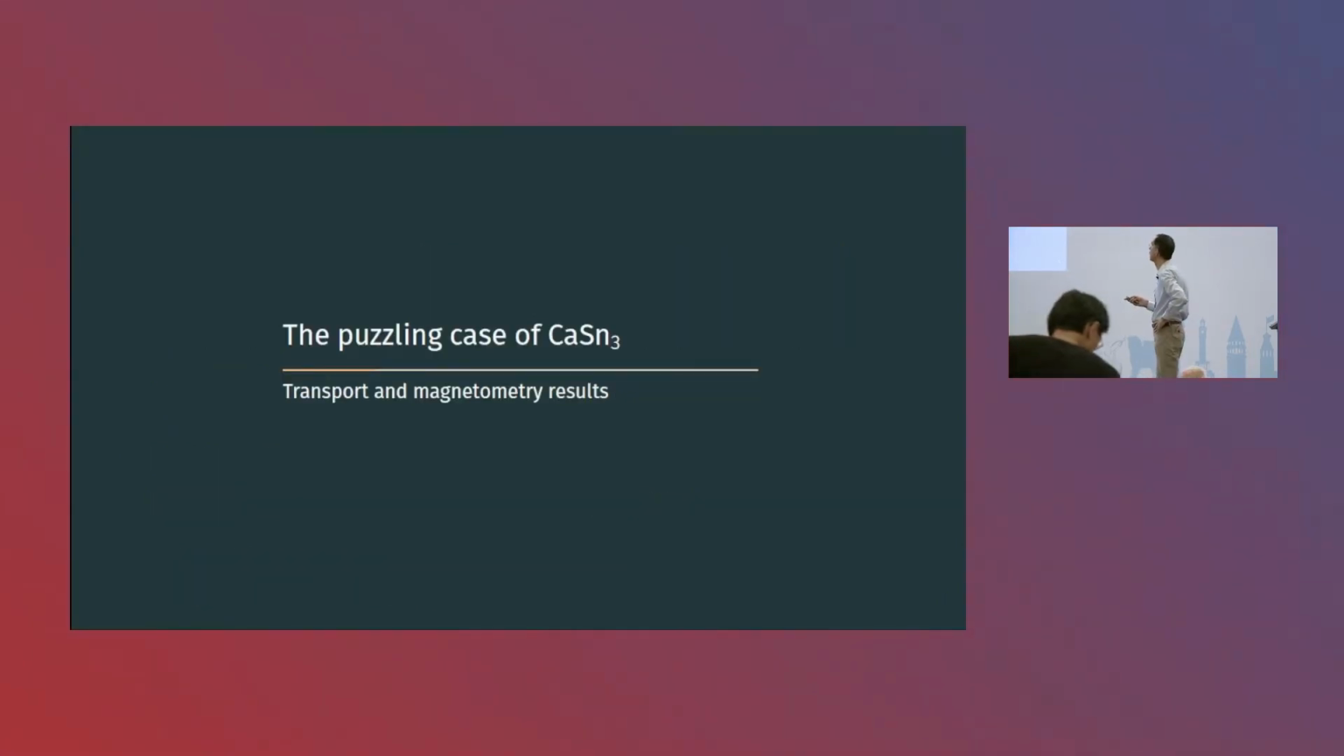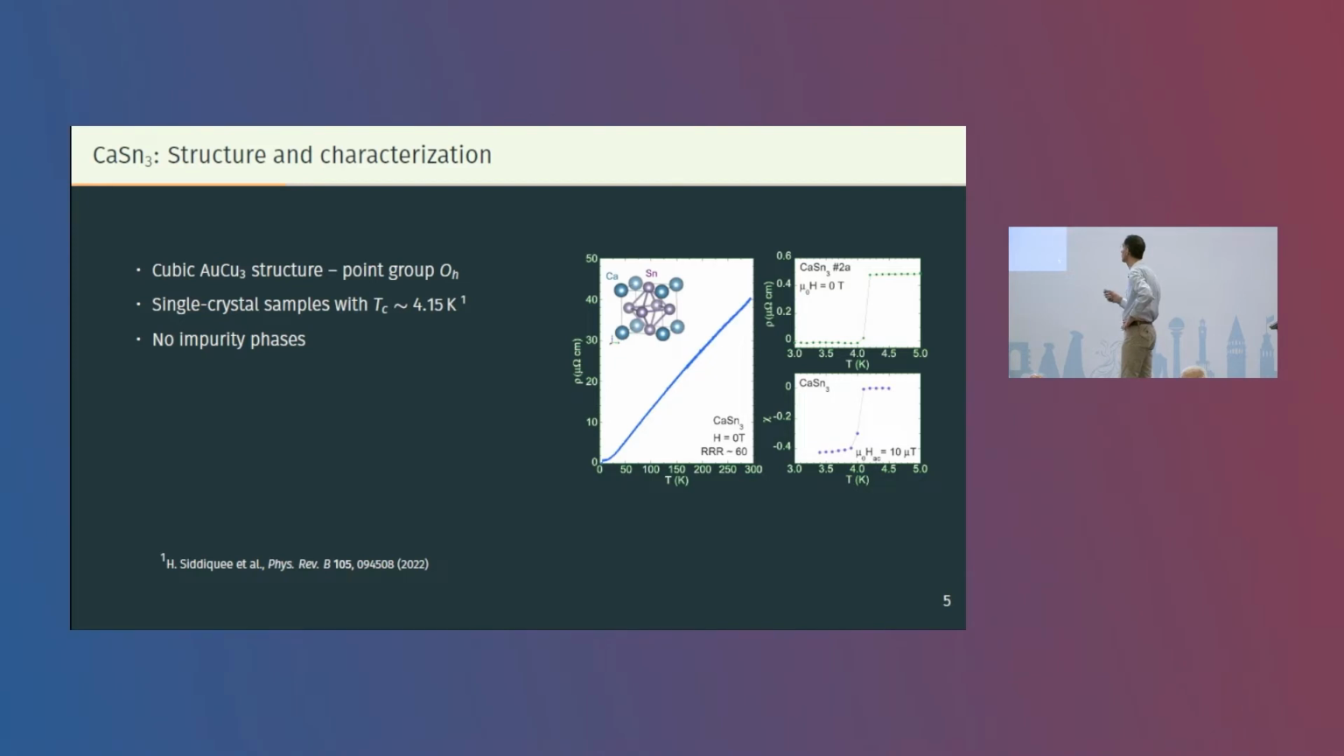This is the stage for starting. So, the puzzling case of calcium stannide, with transport and magnetometry results. I will not spend so much time on here, but the important thing is that it's extremely symmetric, a very high symmetry point group, 48 symmetry operations. You see it from here, I mean, it's a cubic crystal.